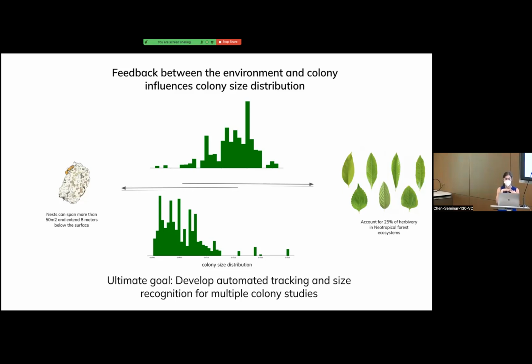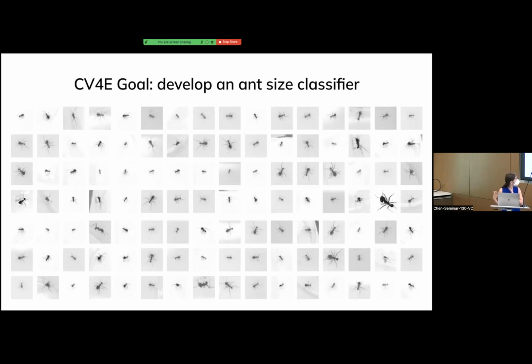So we really need to start doing multi-colony studies. And to do that, we need automated methods. Okay, so that's my ultimate goal right now though. Just working on creating an ant size classifier.